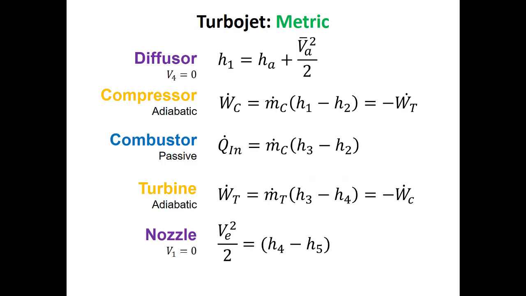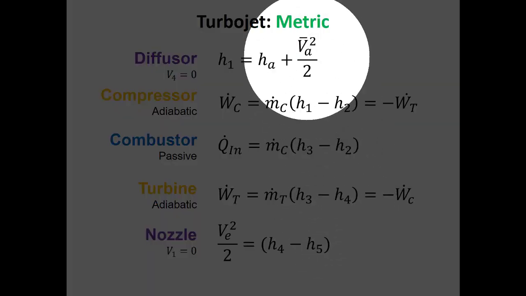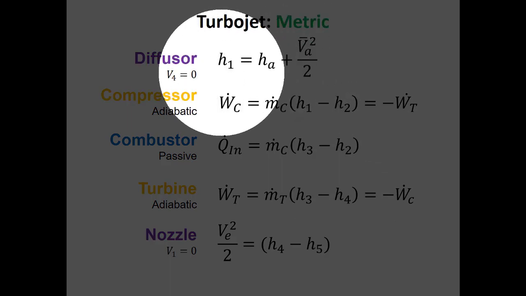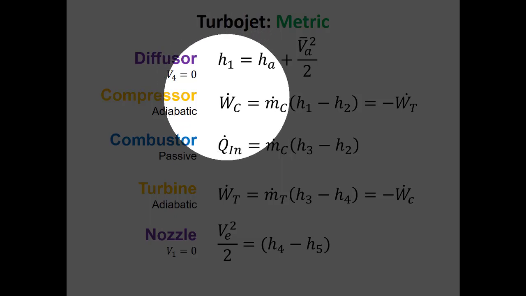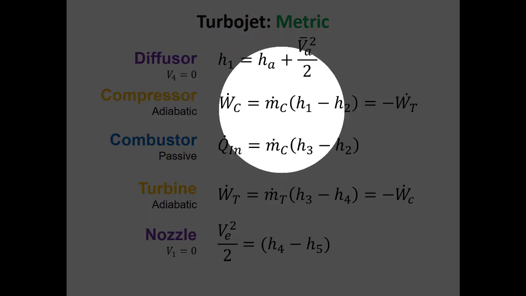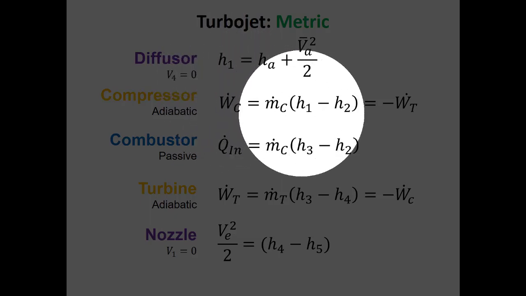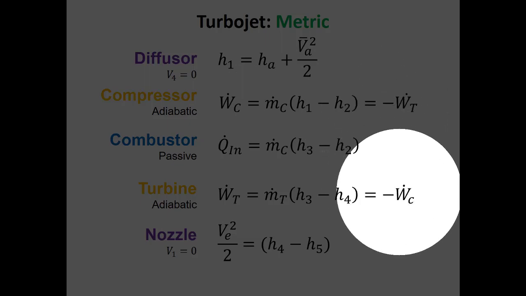And if I can make all the assumptions that I've talked about, here's a list of what the different states look like, or what the first law looks like for each one of these individual components. For the diffuser, we know that it's the kinetic energy at the inlet that we're putting into this specific enthalpy at the outlet. Compressor and turbine powers are what we normally expect them to be, but the backwork ratio is equal to 1.